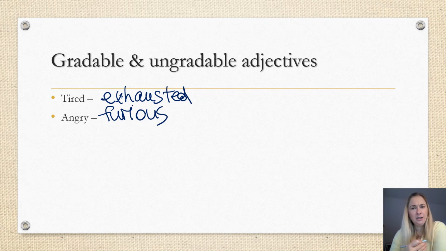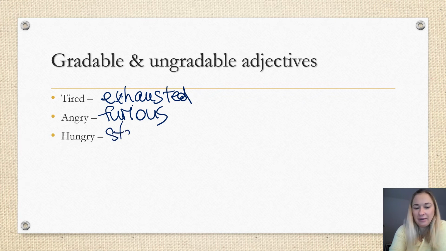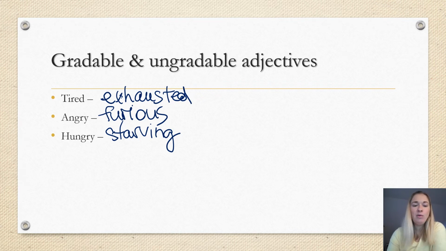There is nothing stronger than being furious when you're angry at someone. Hungry, starving. If you come home after a long day and you say, well, I'm hungry, okay, you are hungry. But if you say I'm starving, then you have a really, what you say in German, Heißhunger. You are very, very hungry.